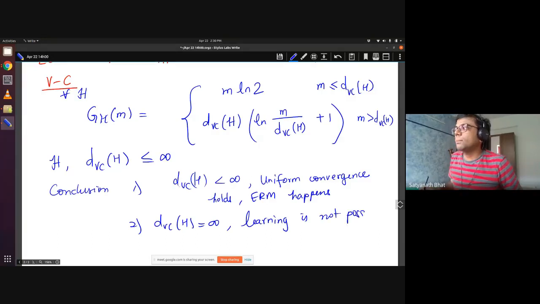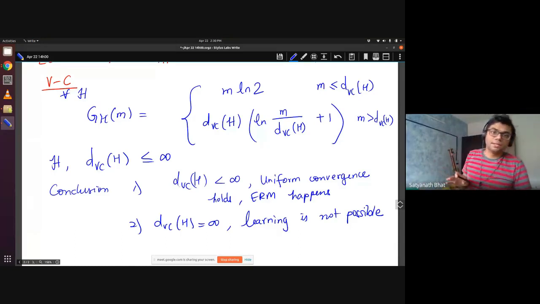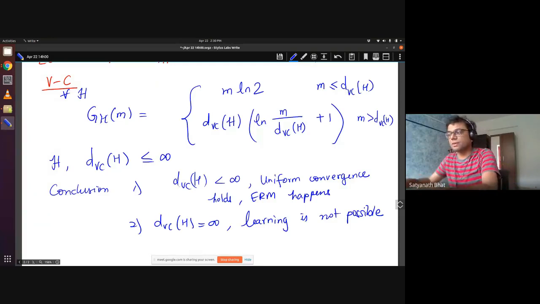No matter how much training data I give you, you cannot learn. So essentially, if at all you want to propose a new hypothesis bag, all you need to do is show that the VC dimension of that bag is less than infinity. And then we are in business. Then we can start collecting data, and then we can learn, and eventually you will get the best in your bag. That is what we have shown.